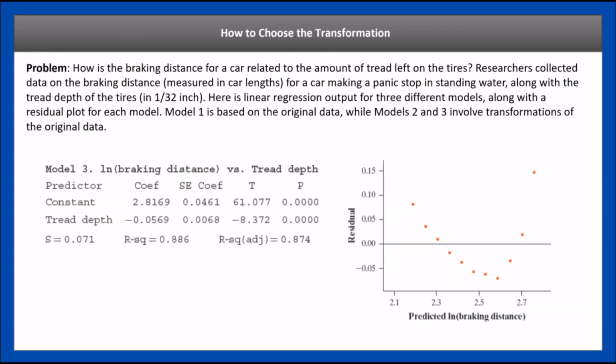Model 3, we have the natural log of the y versus the x, or the natural log of the braking distance. I'm sorry, this is the natural log of x. I said the natural log of y earlier. This is supposed to be the natural log of x, not y. So we're looking at the braking distance determining the tread depth here. It looks like there's a pattern here. That is not good when we're looking at models, right? We do not want to see any leftover patterns in the residual.